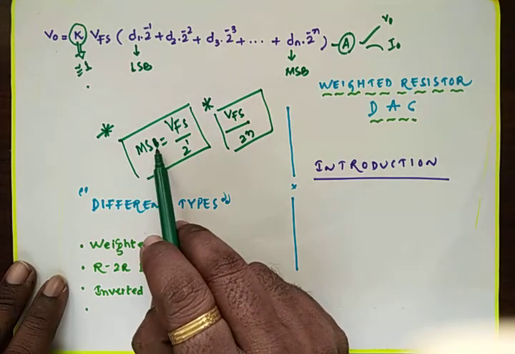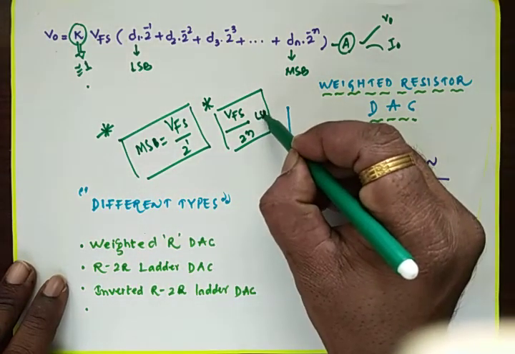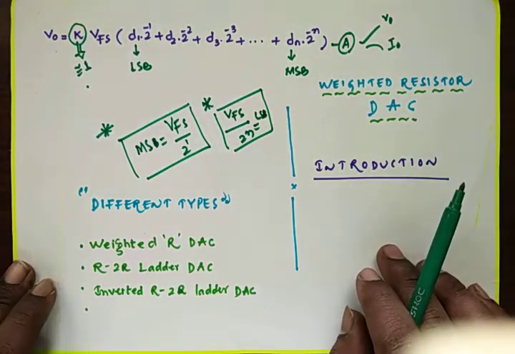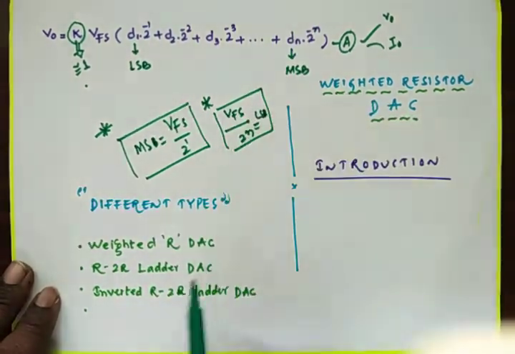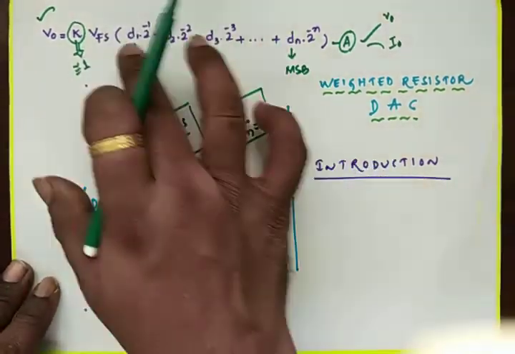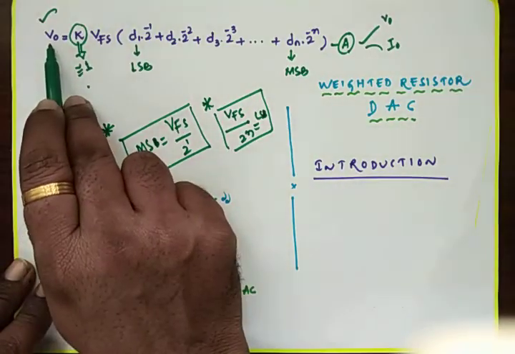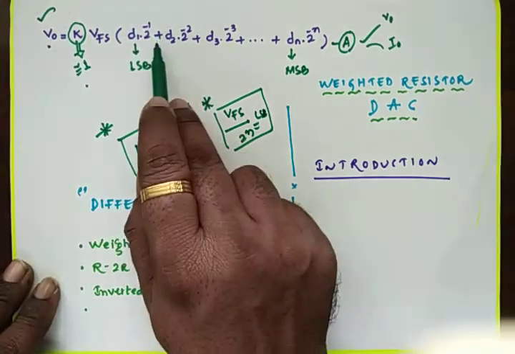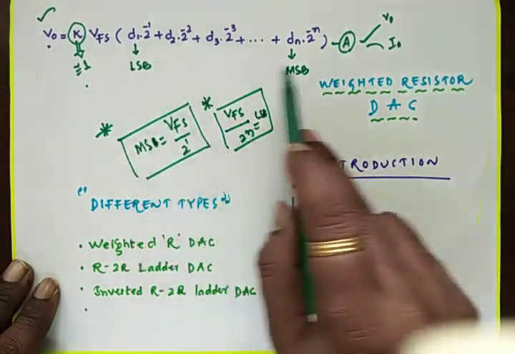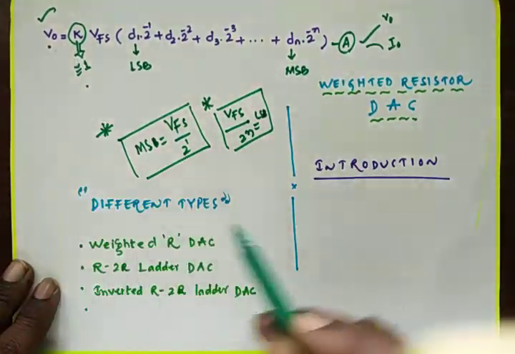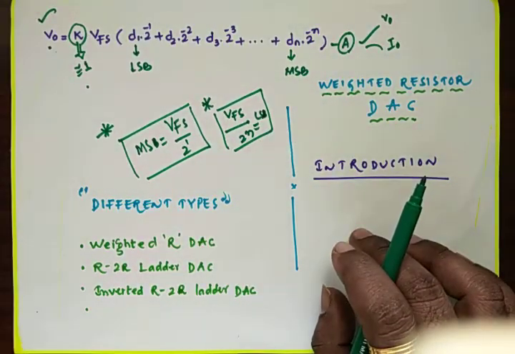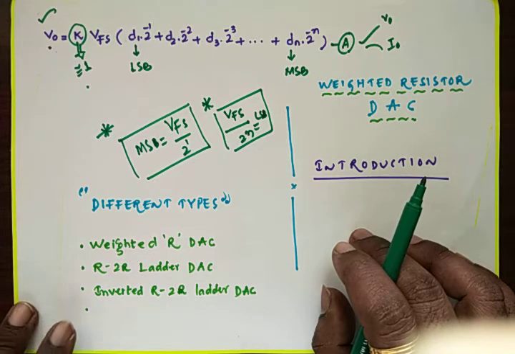Try to find out the MSB and the LSB. LSB is the least significant bit, and MSB is the most significant bit. Likewise, we can calculate the MSB, the LSB and the output voltage. Here these three equations are very important. This is the output voltage, corresponding to the input digital data D1, D2, D3, up to Dn. D1 is the LSB and Dn is the MSB, K is a scaling factor, and these three equations are very important. There are various ways to implement the digital to analog converter.